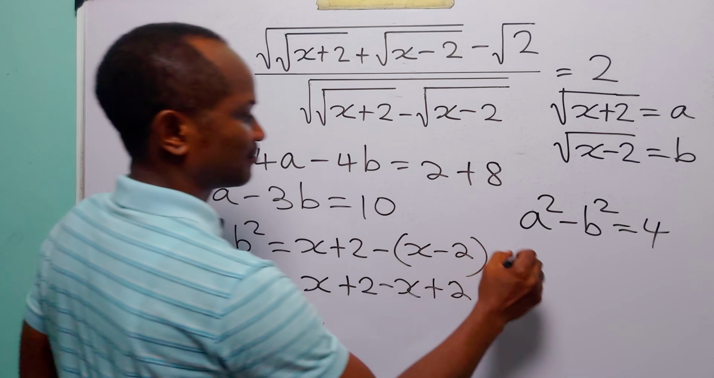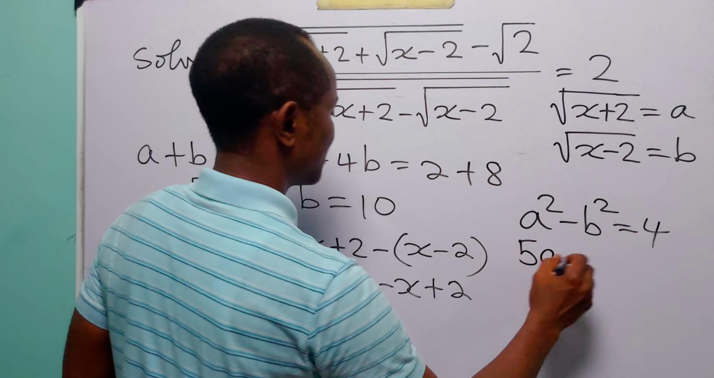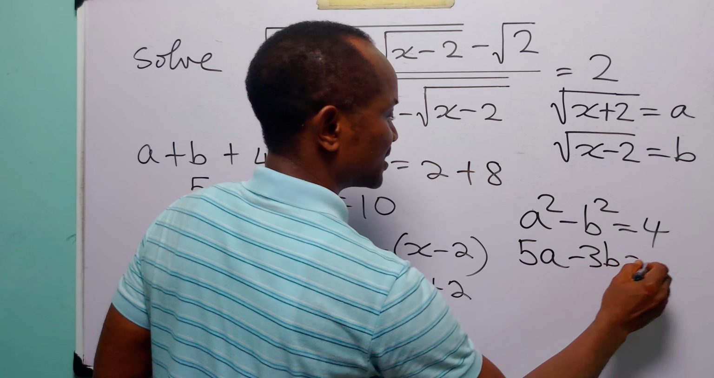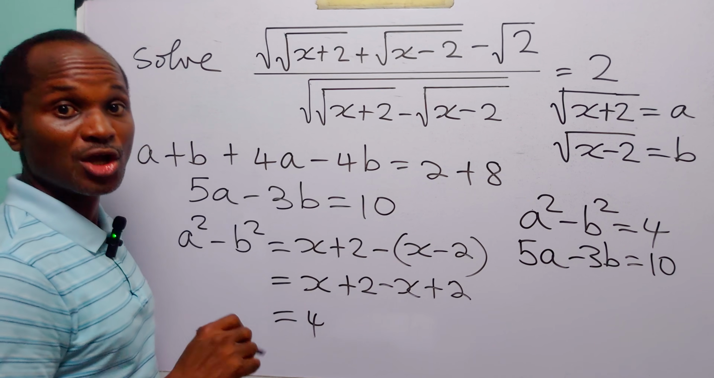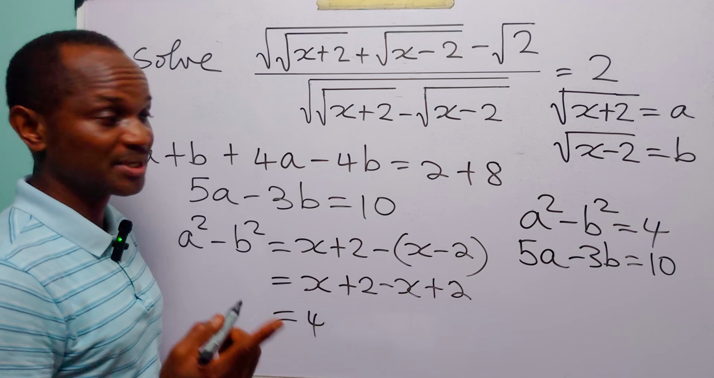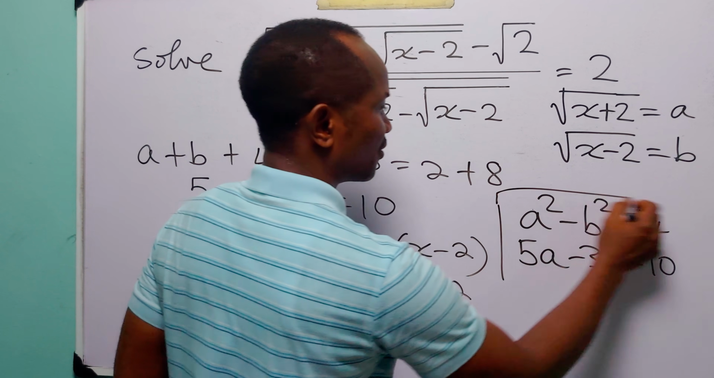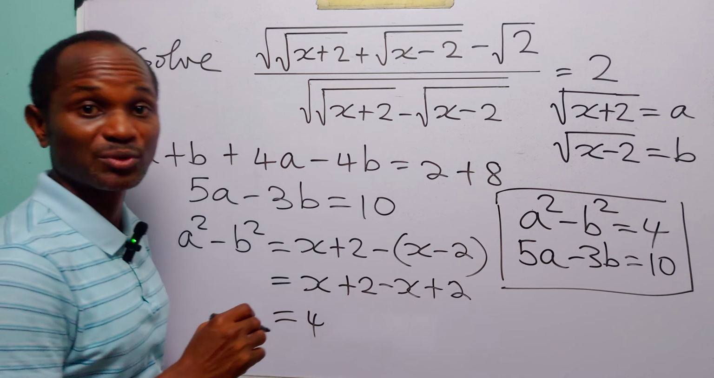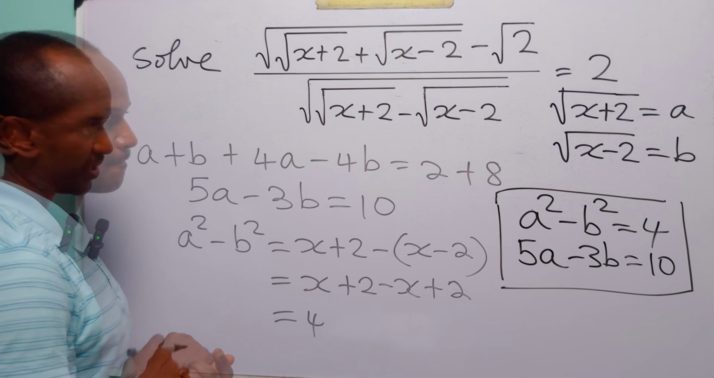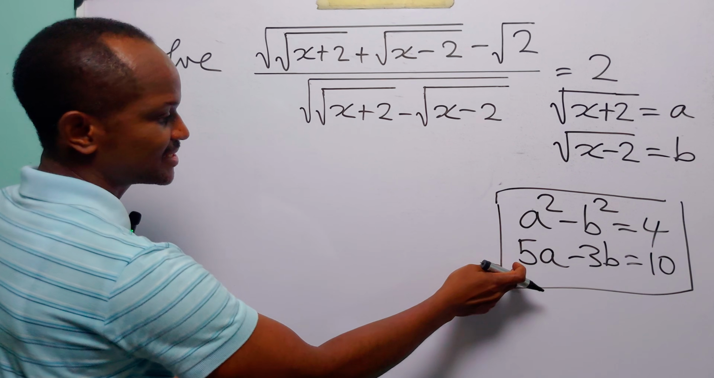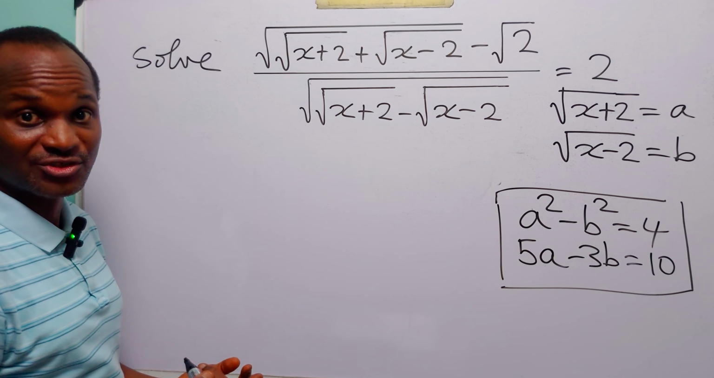And we have that 5a minus 3b is equal to 10. So to find the values of a and b, all we have to do is to solve these two simultaneous equations. Now, one way of solving this system of equations is by substitution.